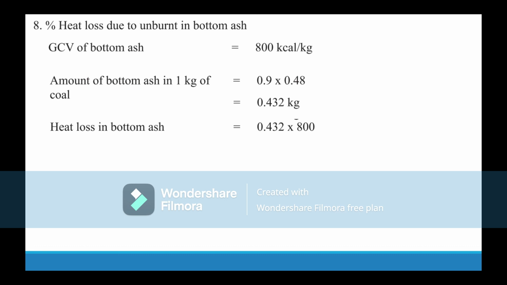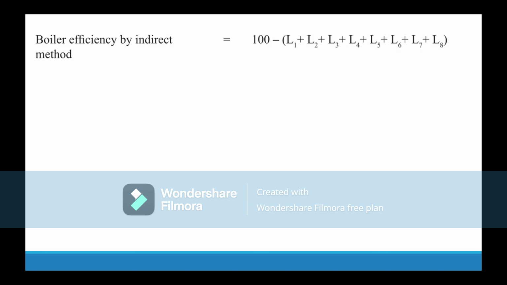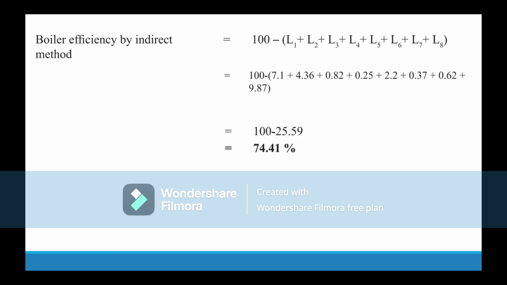And the heat loss in bottom ash equals 0.438 into calorific value. Then we get 345.6 kilocalorie per kg of coal, and heat loss in bottom ash is equal to 345.6 into 100 divided by gross calorific value of fuel. Then we get 9.87%. Okay, which is a significant amount of loss. We calculated all the losses for the solid fuel fired boiler. Then the boiler efficiency by direct method equals 100 minus all losses. Then substituting all the losses, we get the boiler efficiency, which is equal to 74.41%.